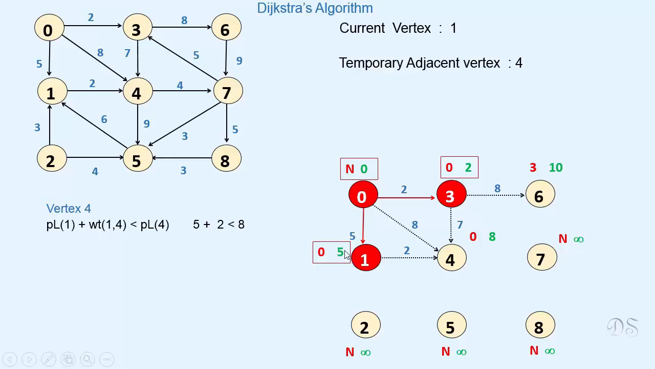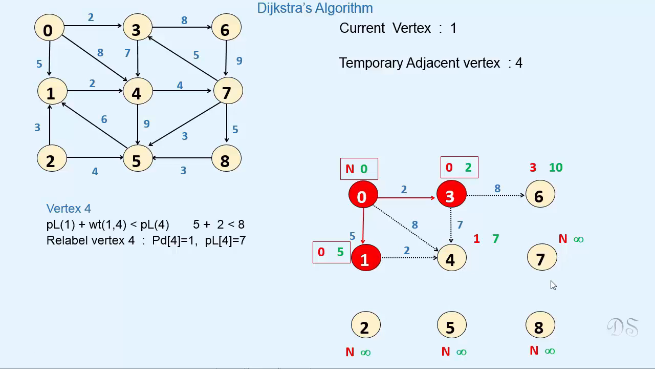Now path length of 1 plus weight on this edge is less than path length of 4. It means that we have got a shorter path. Till now the path from 0 to 4 was of length 8. But using this vertex 1 we've got a path of length 7. So we'll relabel this vertex 4. Now path length of this vertex 4 is 7 and predecessor is vertex 1.